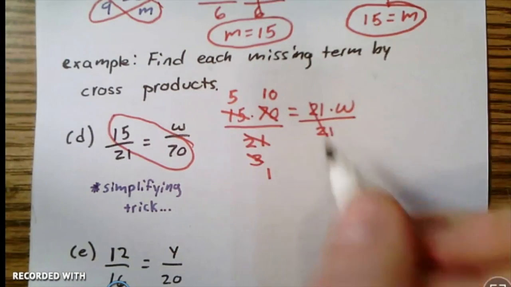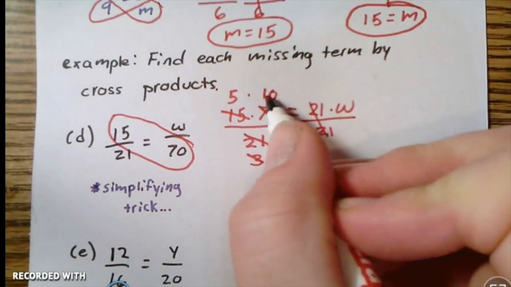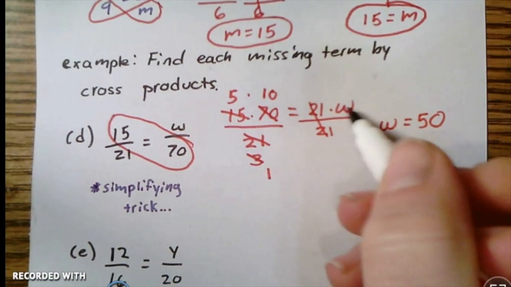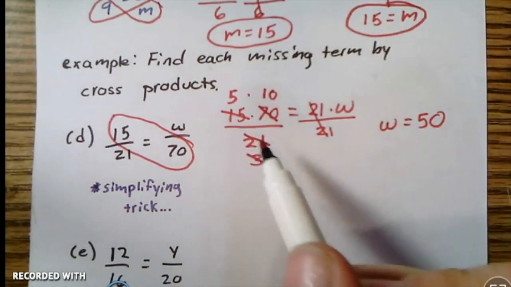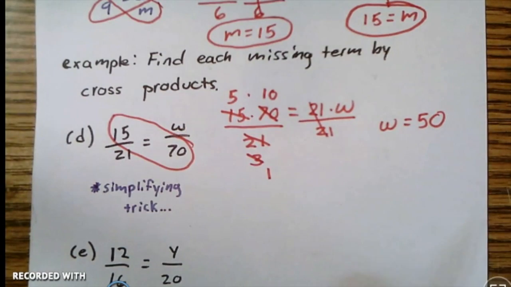Now I'm going to multiply across whatever's left. I've got 5 times 10, and I have just a w over there. So w equals 50. That was a lot easier than multiplying 70 times 15 and then dividing by 21.